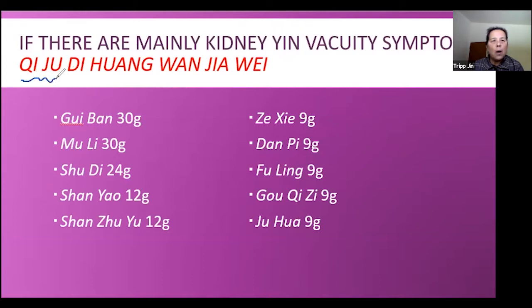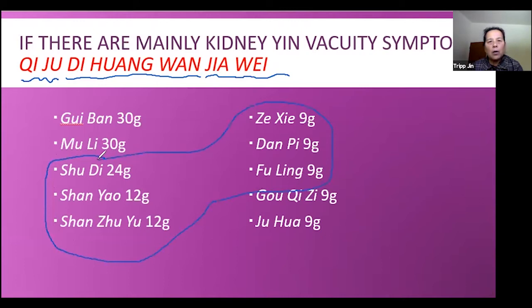杞菊地黄丸 and modified, 加味 modified. So basically, when we talk about 地黄丸, 熟地、山药、山茱萸、泽泻、茯苓、牡丹皮, that's 肾气丸 or 地黄丸, the same meaning. And then plus 枸杞子 and 菊花. So that's the original formula, 杞菊地黄丸.